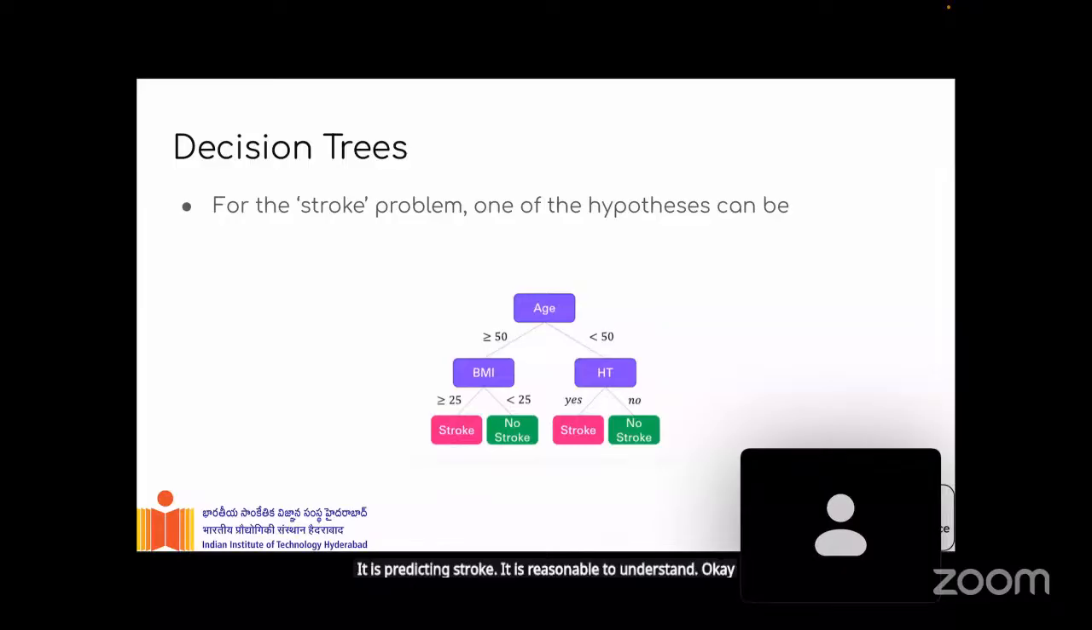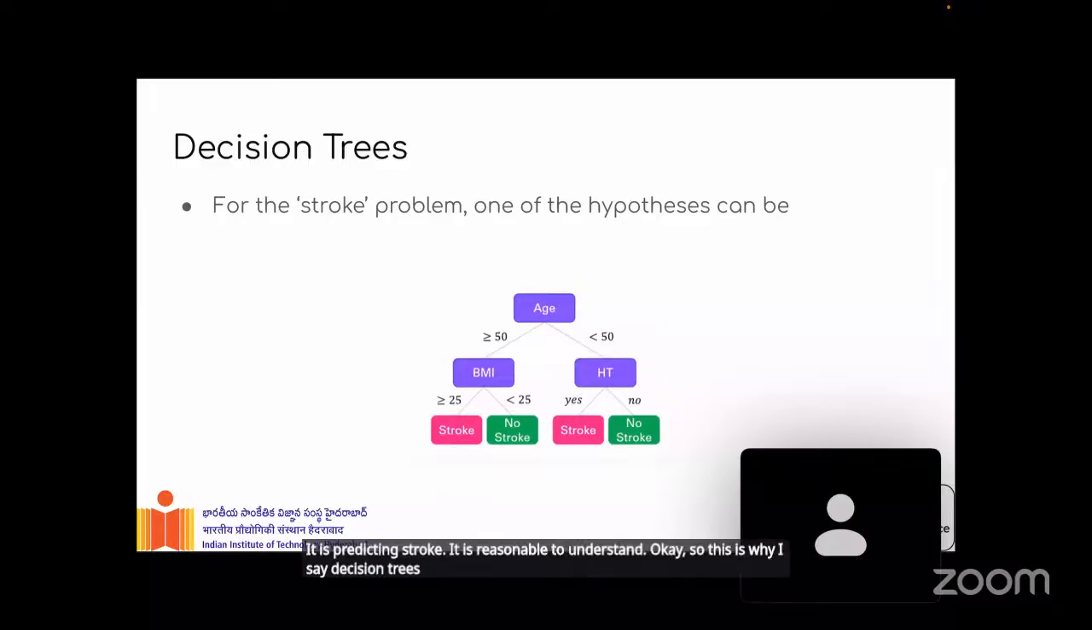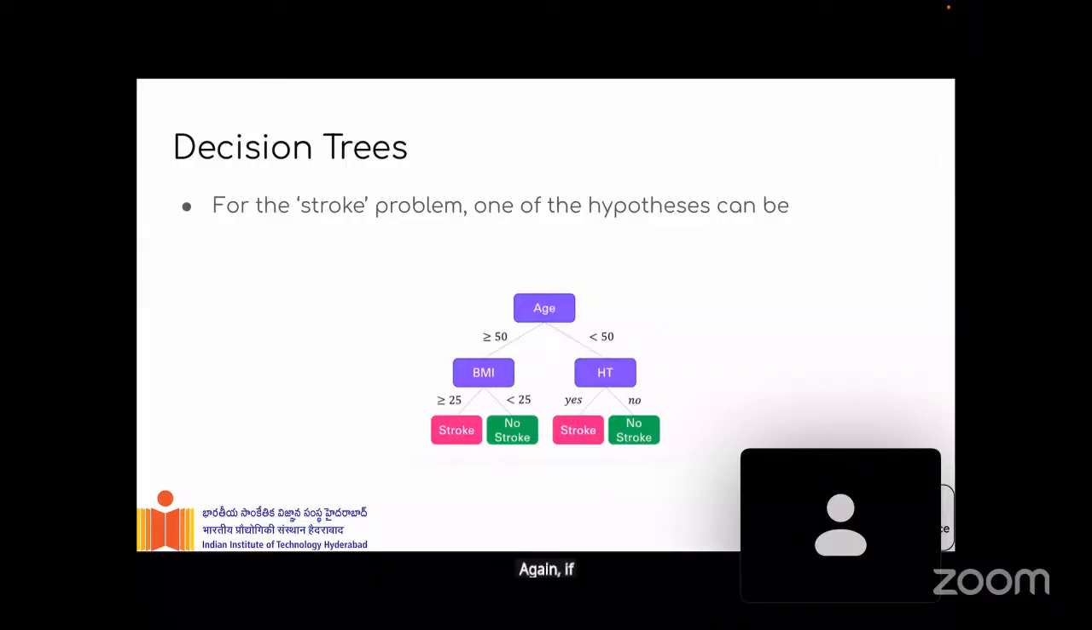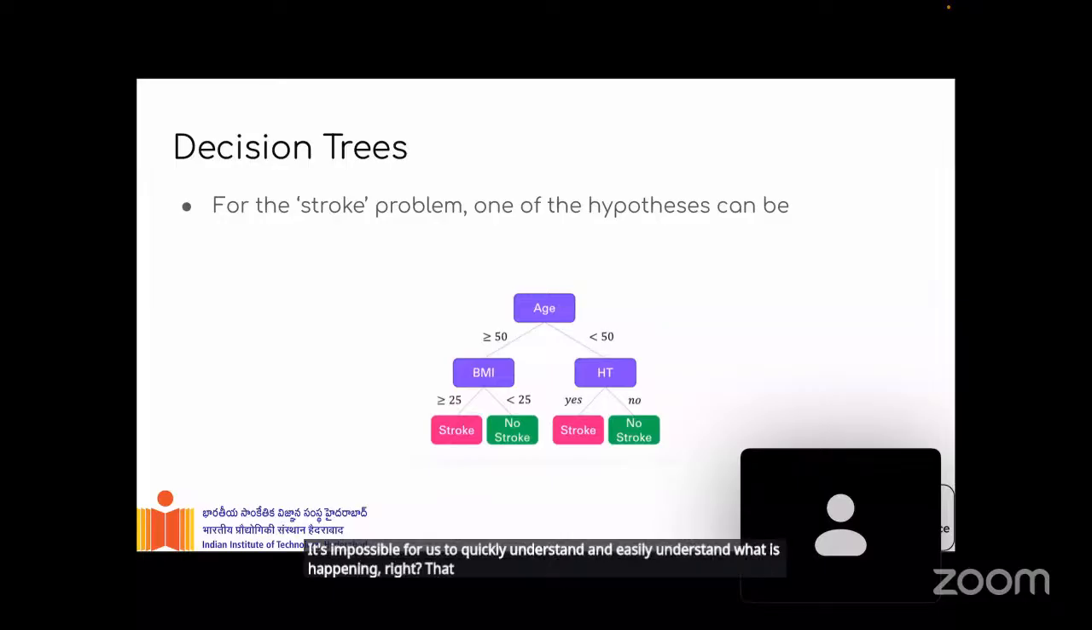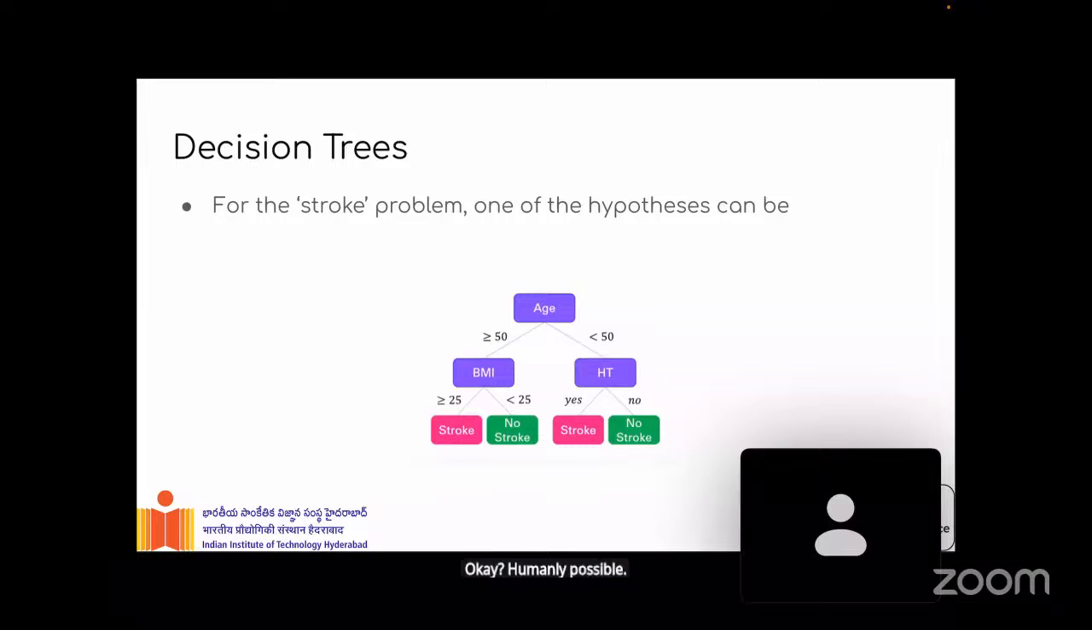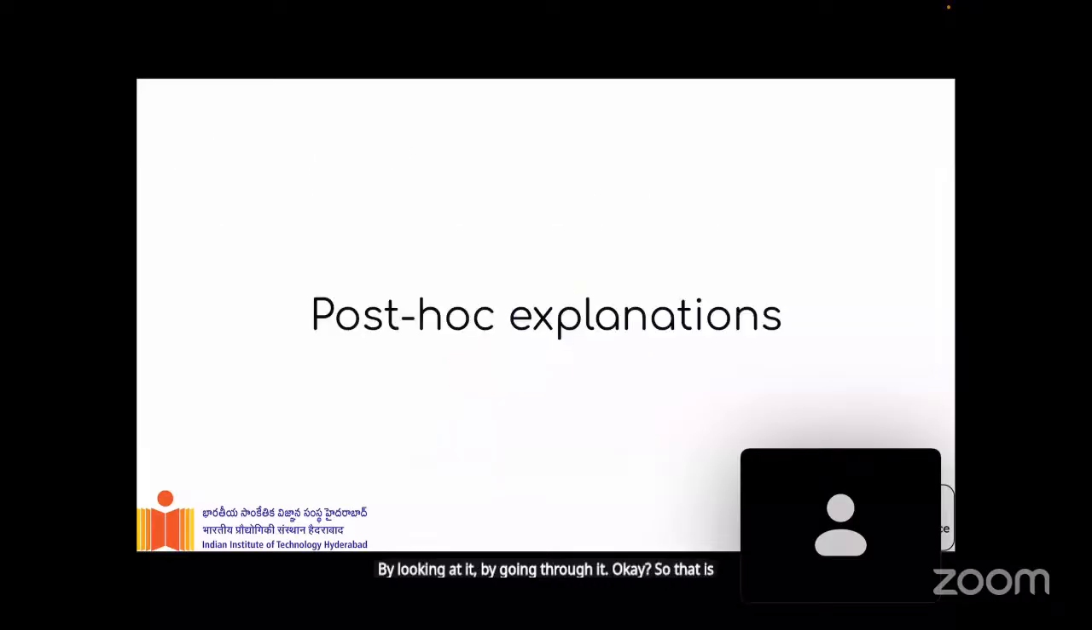So this is why I say decision trees, the two shallow decision trees. Again, if you have a decision tree with 1,000 depth, it's impossible for us to quickly and easily understand what is happening, right? That's why you restrict the depth of the decision tree so that it is humanly possible to understand. Humanly possible, meaning how easy it is for the average person to understand by looking at it, by going through it. So that is why we say these models are inherently explainable.